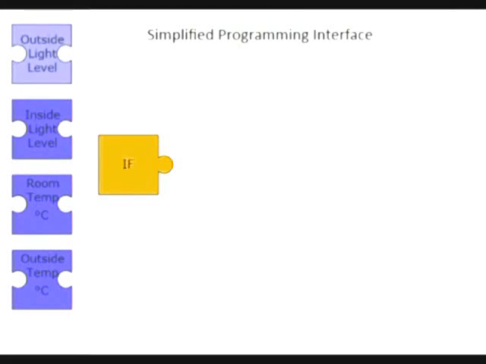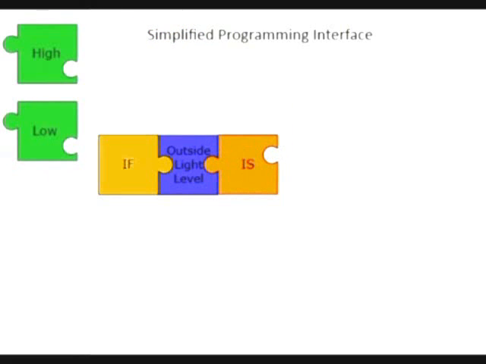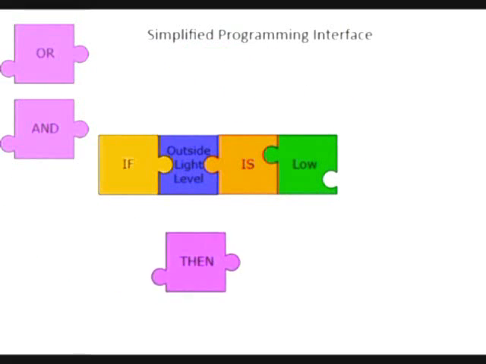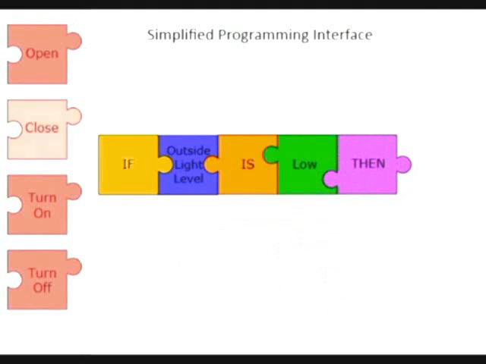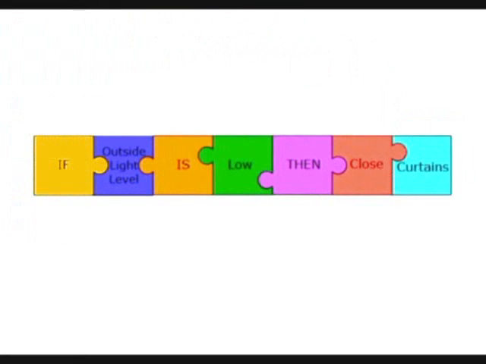So we select this and drag it down onto the jigsaw. We're then presented with options for our next piece, is or is not. We select is and drag that down onto the jigsaw. And again, we select the next piece to continue our behavior rule. We select low. And the next pieces are, then, close, and finally curtains. And that completes our behavior rule. If outside light level is low, then close the curtains.